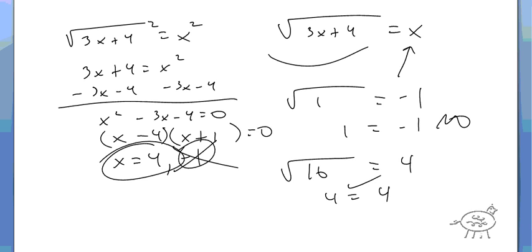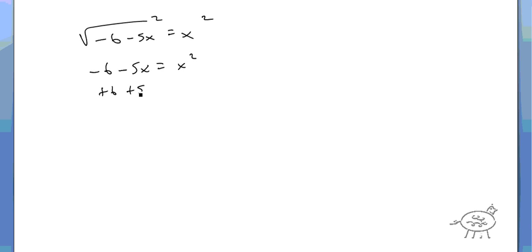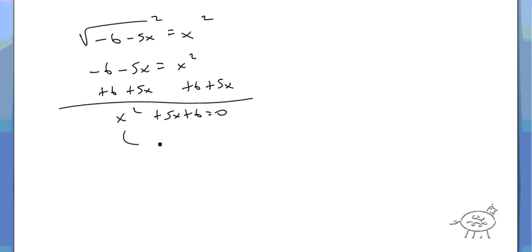I got 2 more examples just to practice with you guys on this stuff. So let's do that. Square root of negative 6 minus 5x is equal to x. Okay, I'm going to square both sides. So negative 6 minus 5x equals x squared. Add 6 and add 5x to both sides. So you get x squared plus 5x plus 6 equals 0. If I factor that, I get x plus 2, x plus 3. So x equals negative 2, and x equals negative 3.